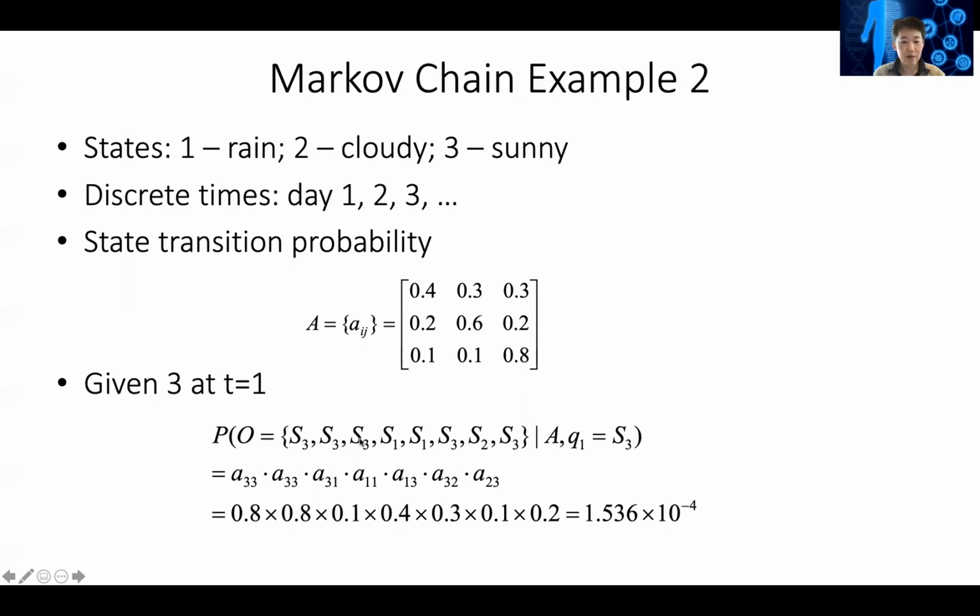And then from sunny to rain, it's A31, which is 0.1. Then rain to rain is 0.4, and then rain to sunny again is 0.3, and then sunny to cloudy is 0.1, and cloudy to sunny is 0.2. And so you can calculate that probability. So you can see if these types of transition probabilities are given, we can predict the likelihood that a certain string of events is going to happen.